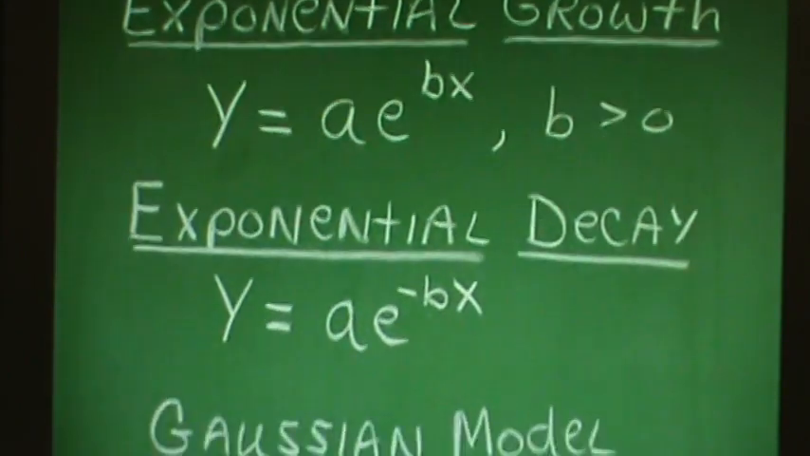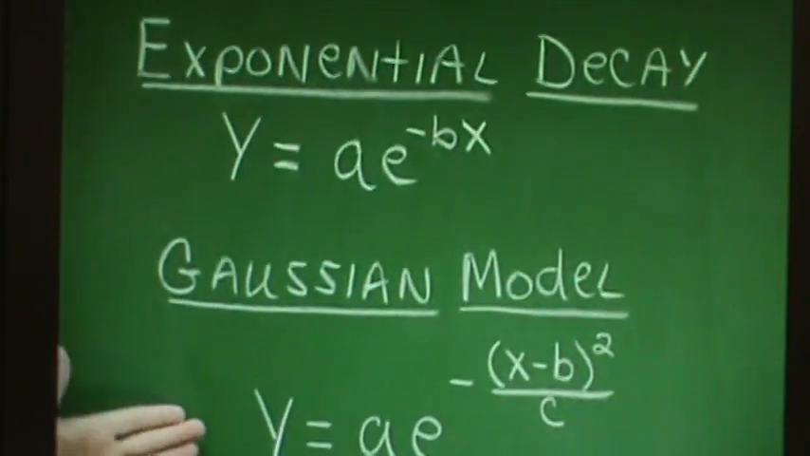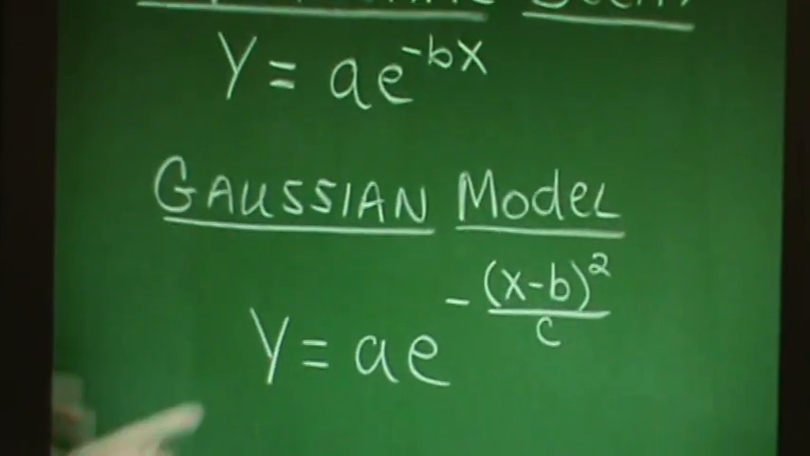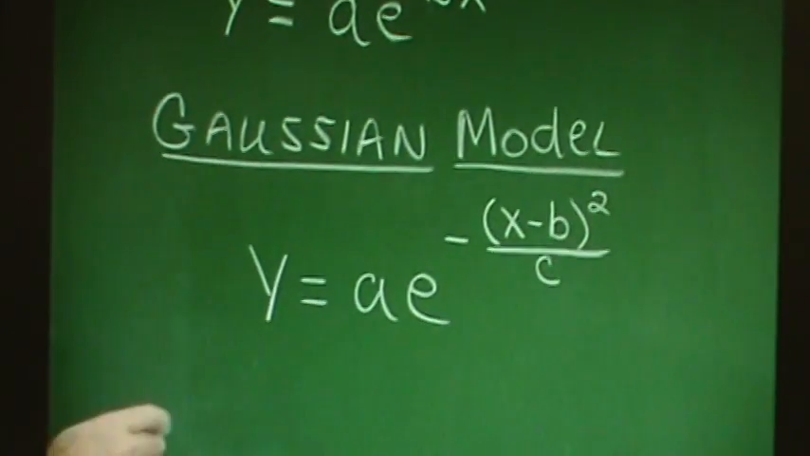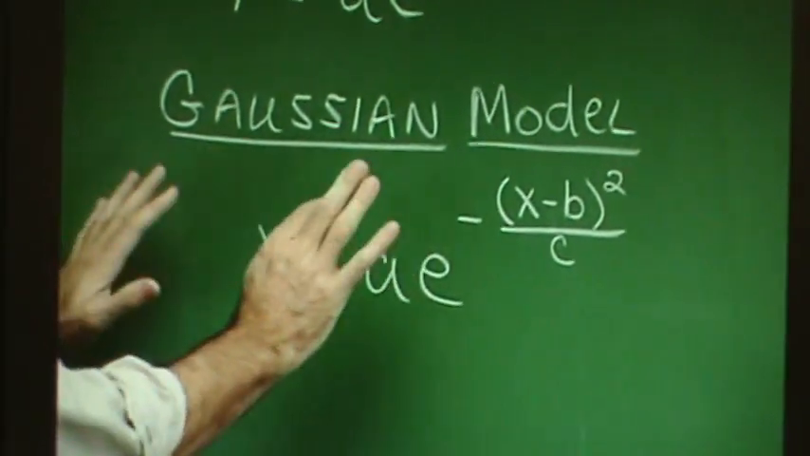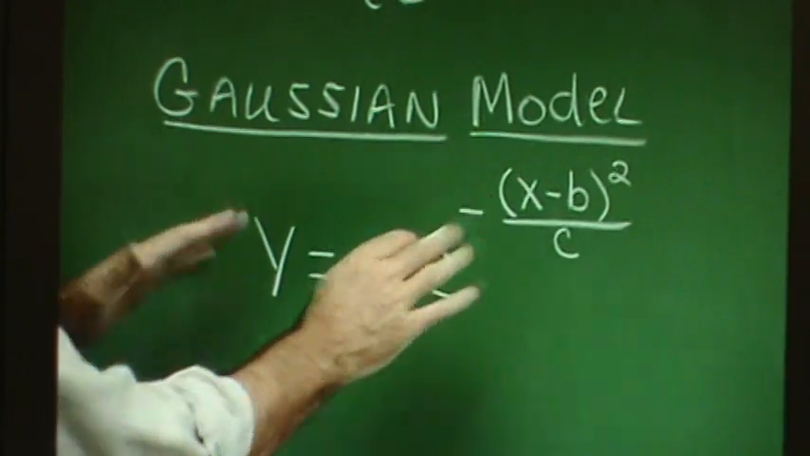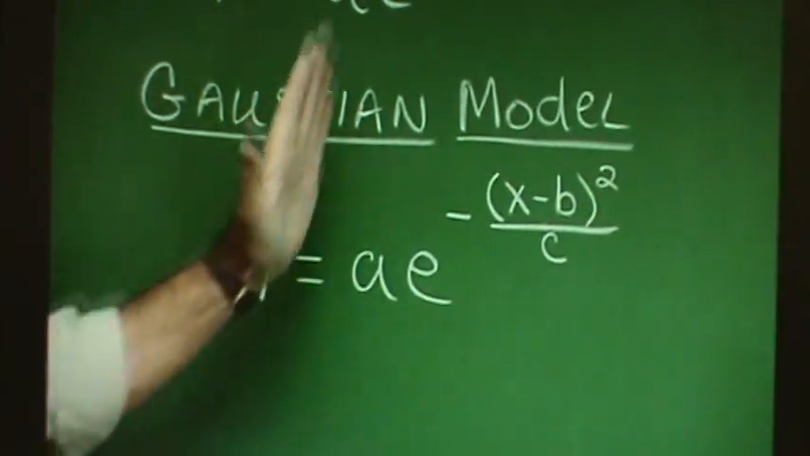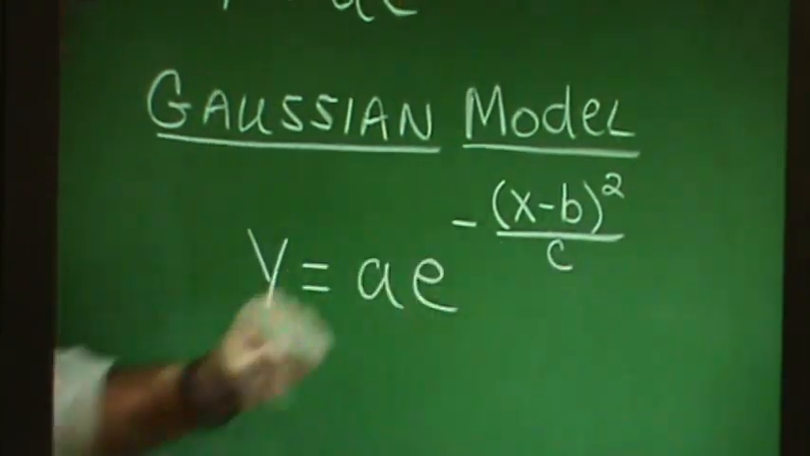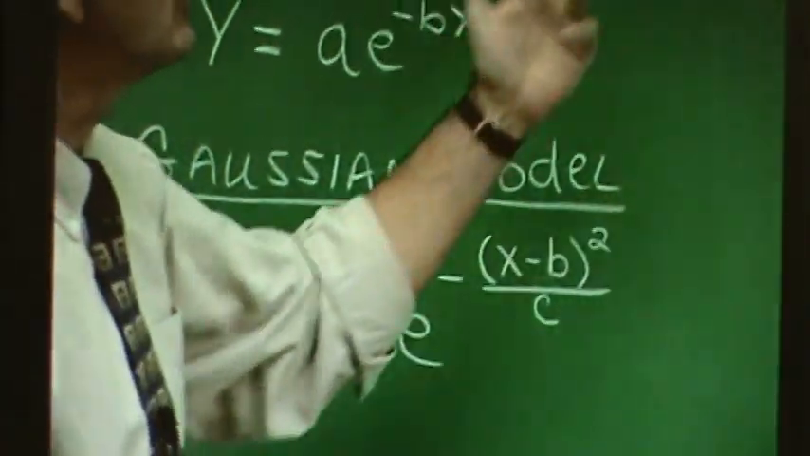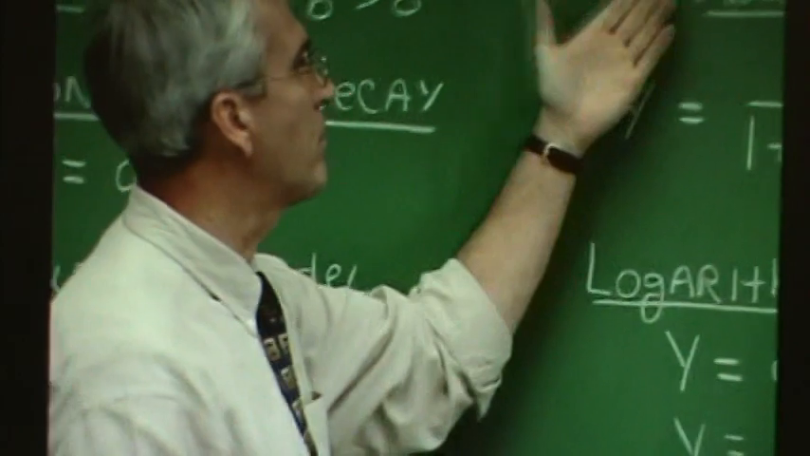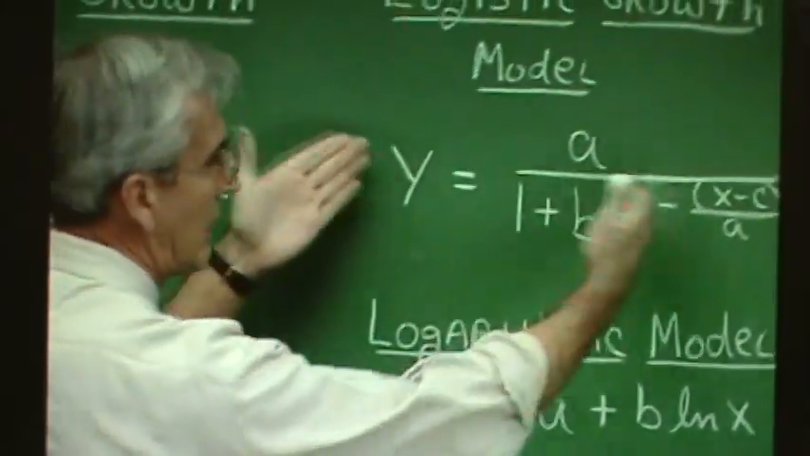Another kind of model is a Gaussian model, and it has this kind of equation. Looks a little convoluted here. All the action is out here in the exponent. But this kind of model has a graph which is a bell-shaped curve, and it's used often in statistics. This one is a logistic growth model, and look at the form of this.